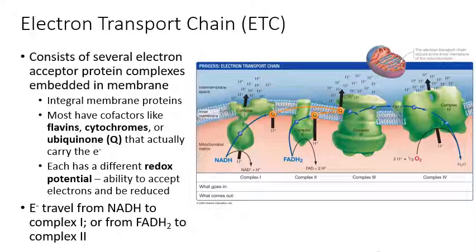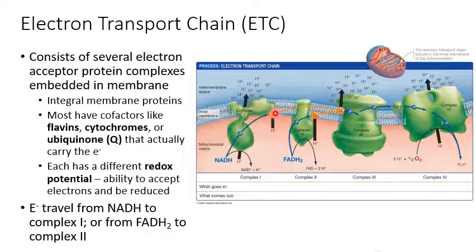Each one is going to have a different redox potential. The redox potential is the ability of a molecule to be reduced by taking on extra electrons. At the beginning of the electron transport chain, the cofactors that are carrying the electrons are going to have a lower redox potential. When they have a lower redox potential, that means that it's harder for them to accept electrons. And as you go, the redox potential is going to go up steadily.